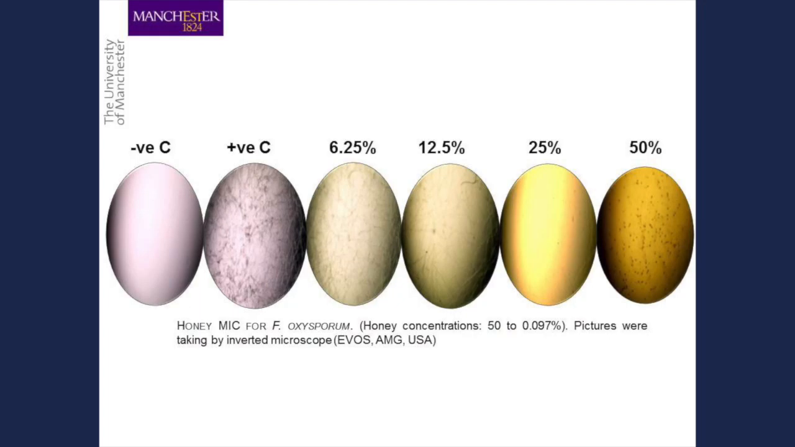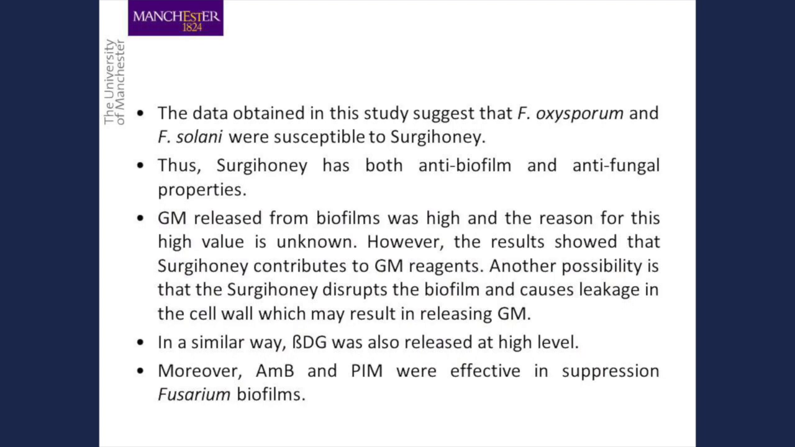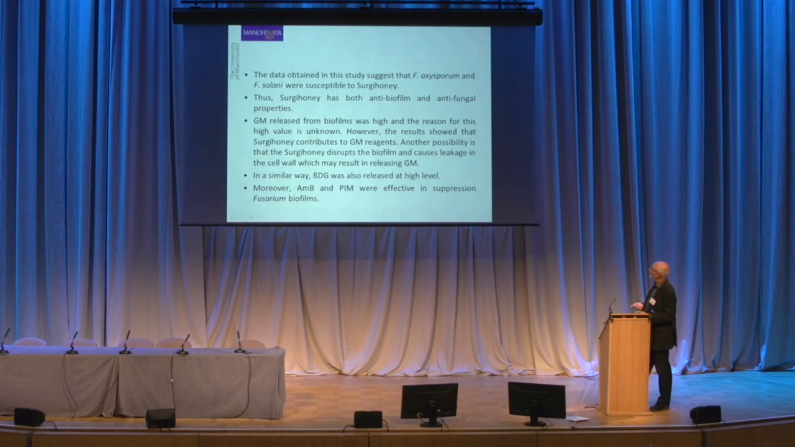And then looking down the microscope here, we can see the positive control here. We can see again the effect of Surgi honey on these biofilms. So to finish off then, there's a suggestion from this work, as I say, very preliminary, that Surgi honey seems to have an effect on Fusarium solani, both planktonic cells and oxysporum, and also in the biofilm state of growth, and so it seems to have both anti-biofilm and antifungal properties.